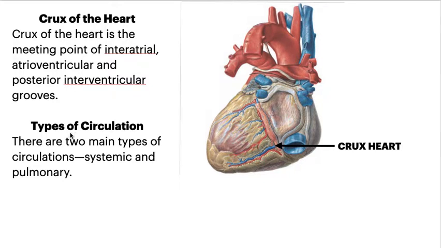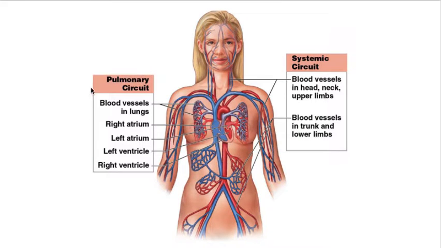Right. Now there are two types of circulation: systemic and pulmonary. The pulmonary circulation involves the blood vessels in the lungs, right atrium, left atrium, left ventricle and right ventricle, whereas the systemic circulation involves the blood vessels of the head, neck, upper limb, the trunk and the lower limbs.